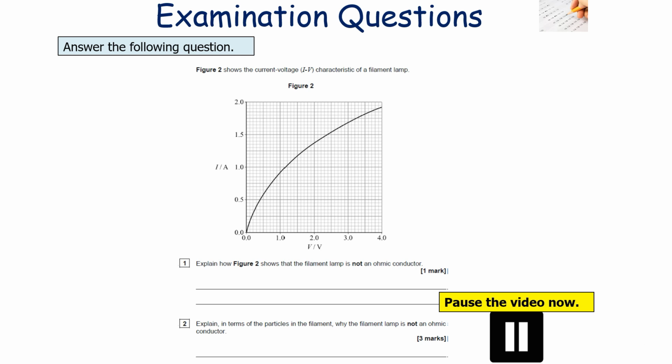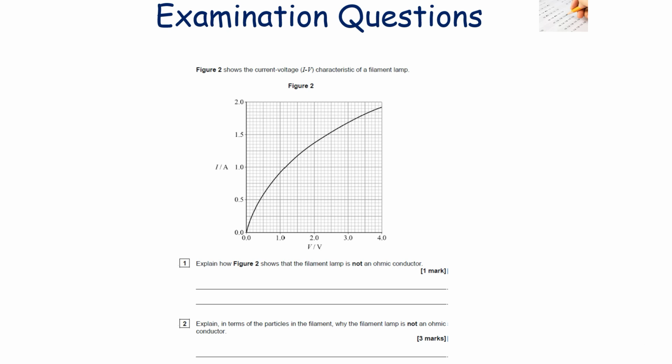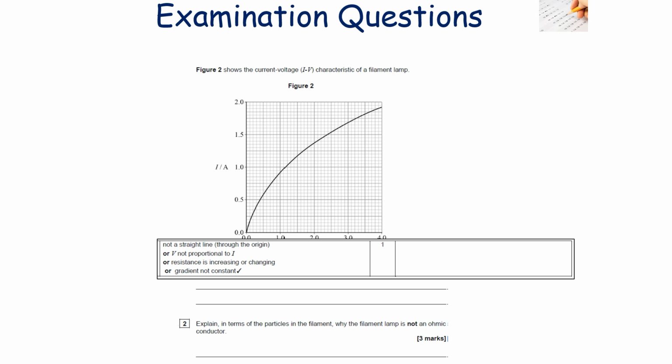So how do you answer this particular question? Right, when you're answering this question, you've got to understand what we mean by an ohmic conductor. An ohmic conductor is a conductor where I and V are directly proportional to each other. Because it's not a straight line through the origin, they're not directly proportional to each other, so therefore that's not an ohmic conductor.